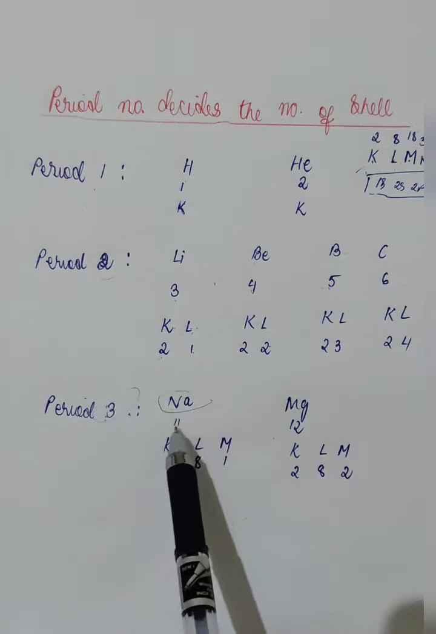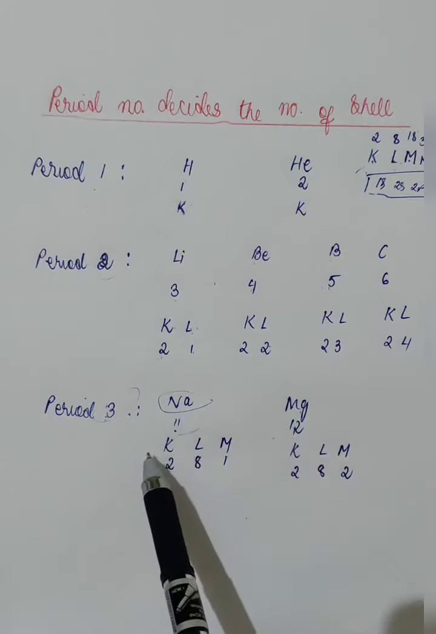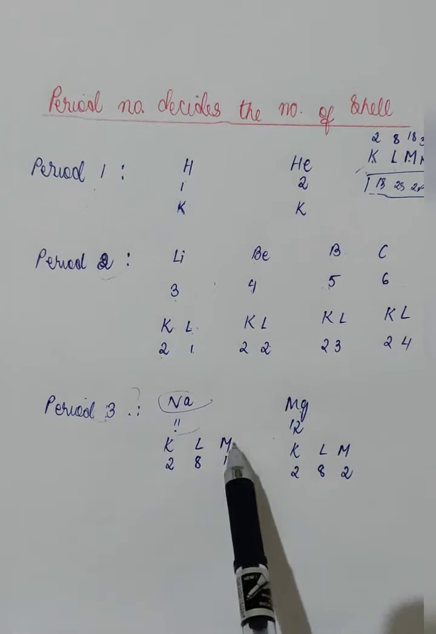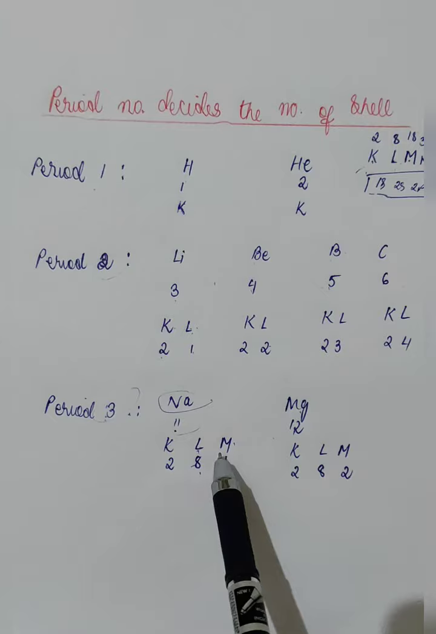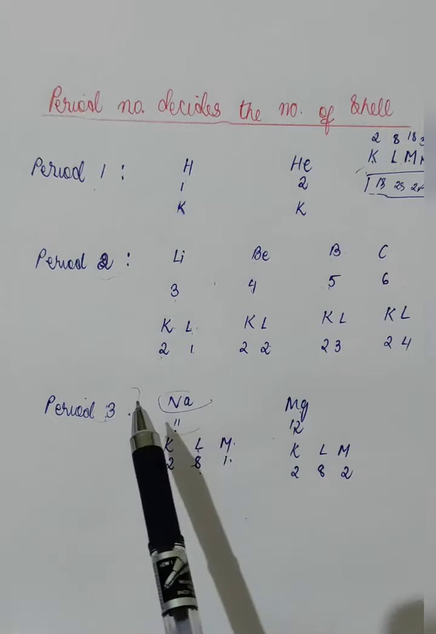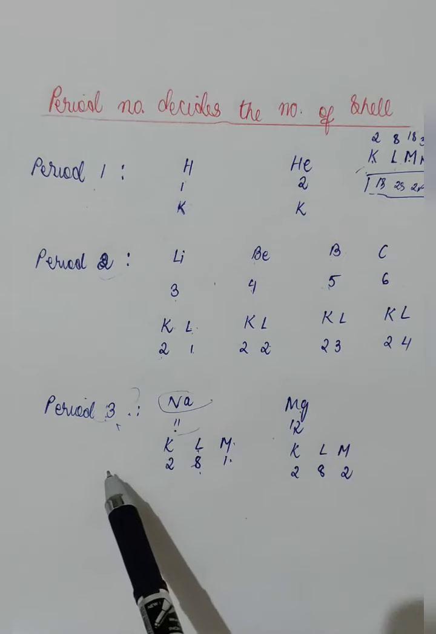For sodium it has 11 electrons. For magnesium it has 12. So 11 electrons will be accommodated in the K, L, M shell. L can accommodate up to 8 electrons. So the remaining electrons go to the M shell. So from here we can know that the period number will decide the number of shell for the elements.